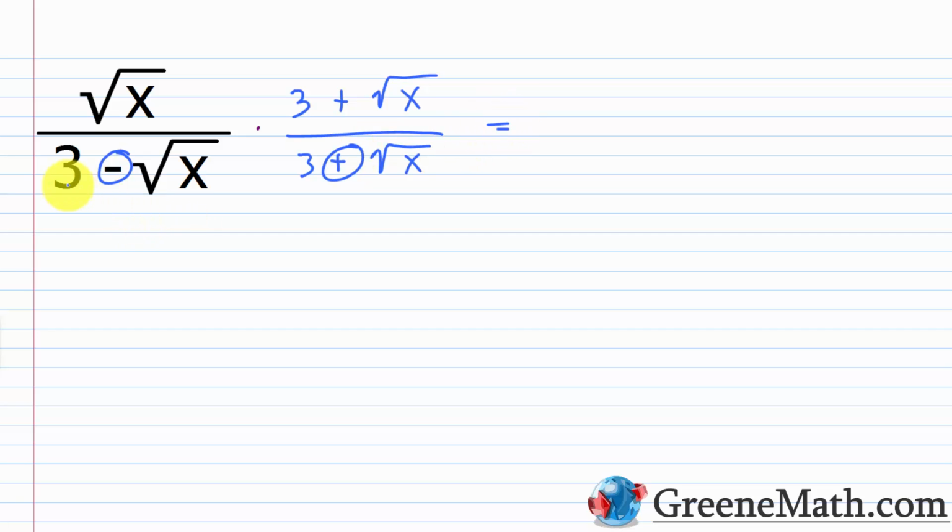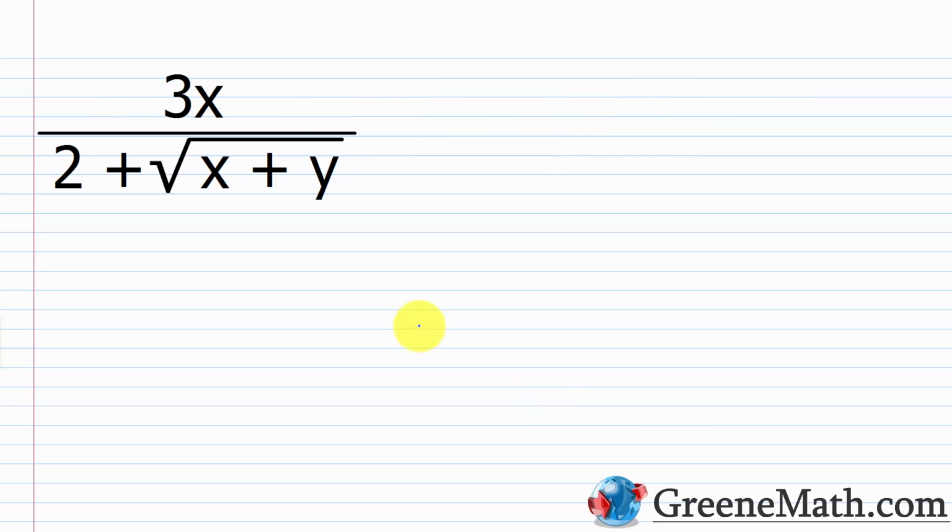So in the denominator, I would just square the first guy. 3 squared is 9. Then minus, square the last guy. Square root of x squared is just x. And then in the numerator, we would basically have 3 times square root of x, and then plus square root of x times square root of x would be x. Nothing else I can really do to simplify here. So 3 times square root of x plus x over 9 minus x is your answer.